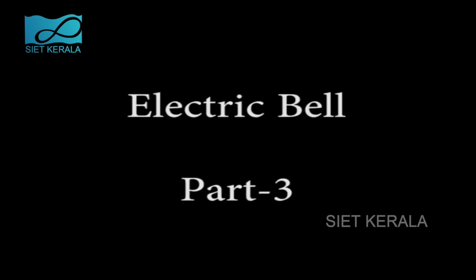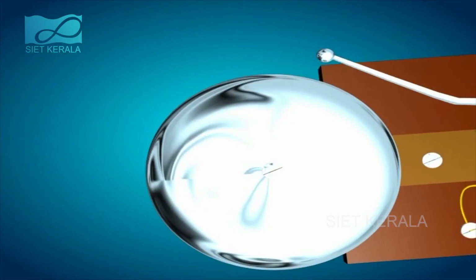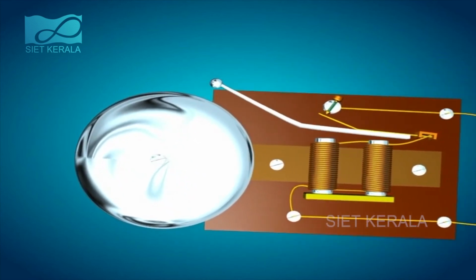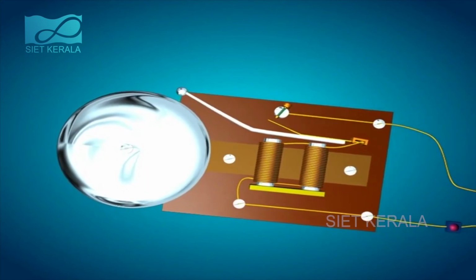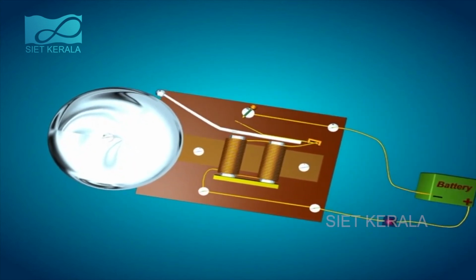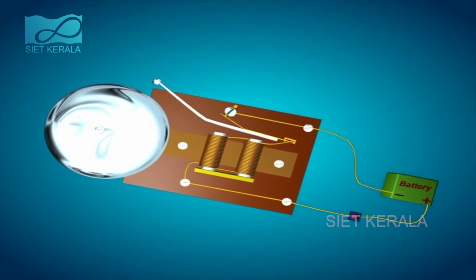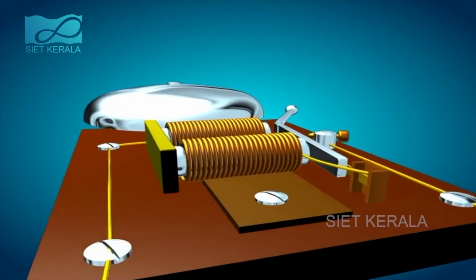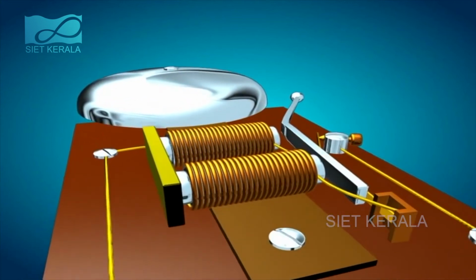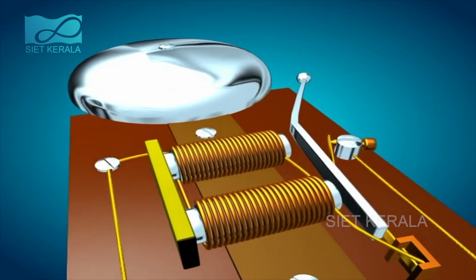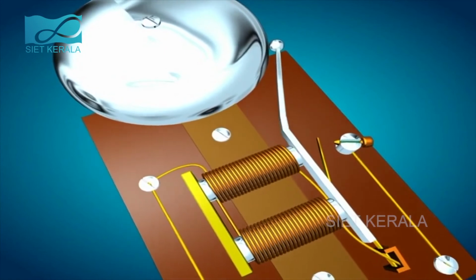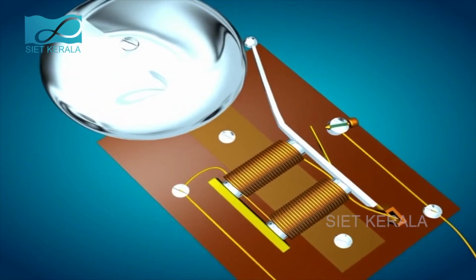Part 3. Electric bell. How does an electric bell strike to and fro continuously? Let us find out. Electric bell is a device in which an electromagnet is used. Parts of an electric bell are hammer, strip with spring action, automatic make and break arrangement, iron core, screw, iron strip, coil of wire, and gong.